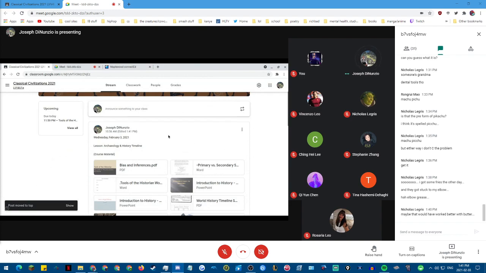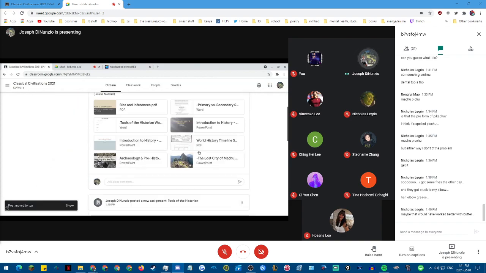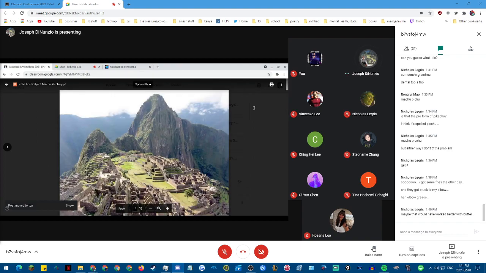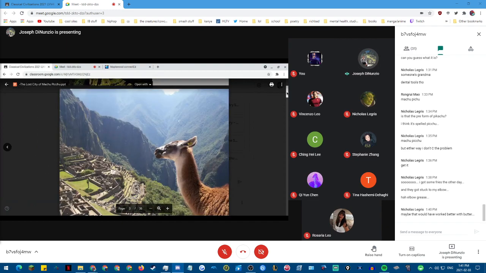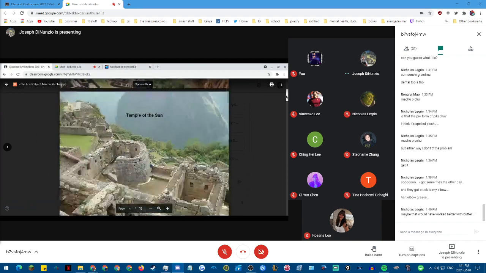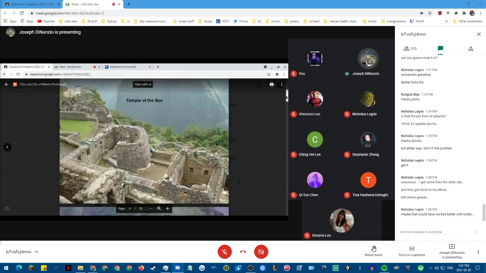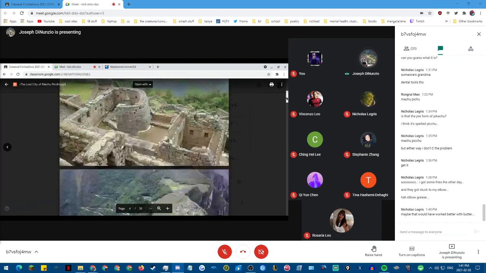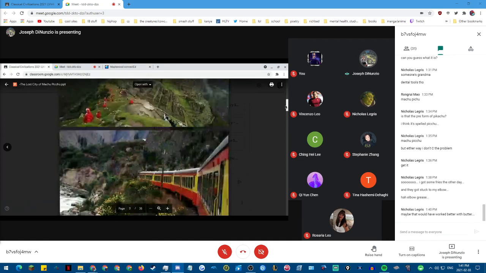Okay. If any of you are interested, I posted here the lost city of Machu Picchu. This is just my archaeology and travel experience on the mountain of Machu Picchu. And I'm not going to go through it all, but if you want to take a look at a little bit of the history, some pictures.